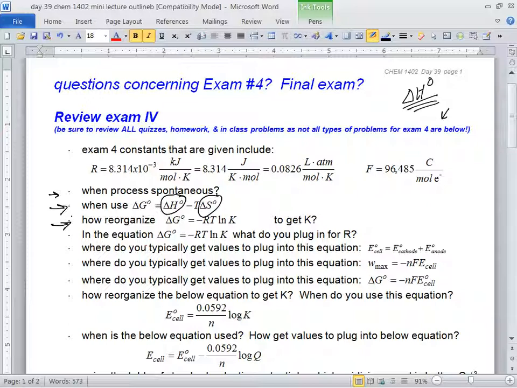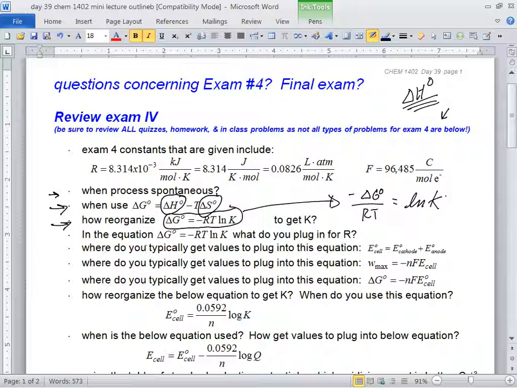How do you reorganize this to get K? Jose, how do you do that? How do you reorganize this to get K? G over R. Good. Let's bring the negative sign over too. Yeah, that was the very first step. Perfect. Okay, he's got it pretty much done.